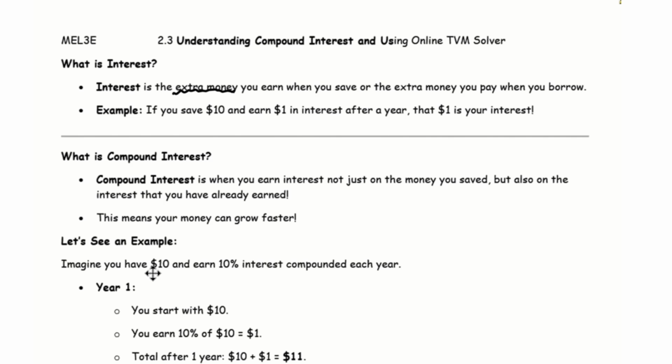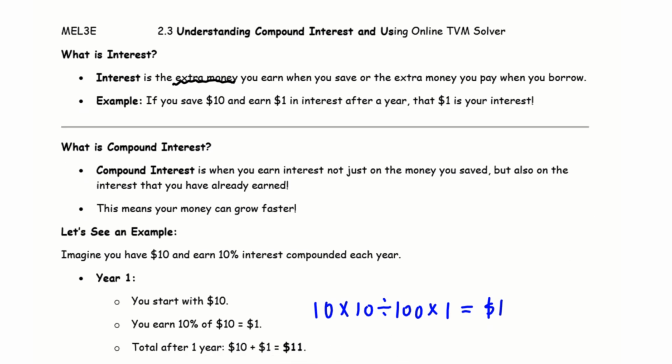Let's see one example. Imagine you have $10 and earn 10% interest compounded each year. So you start with $10. At the end of the first year, 10% of $10 is $10 times 10%, which is 10 divided by 100. Then it is only 1 year, so times 1. This is the simple interest calculation. You will have $1, and this $1 is your interest. The balance in your account will be $10 plus $1, which is $11. So this is the same as we did for simple interest.